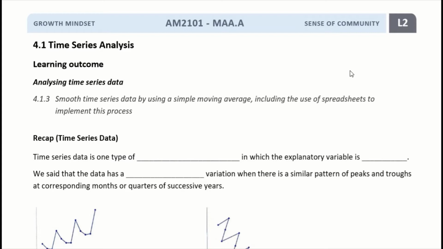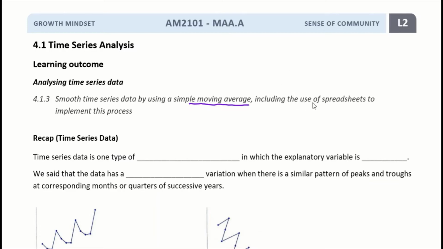So for today's lesson, we are moving into the second subtopic, which will be looking at how to analyze time series data. Today there is only one learning outcome that we need to achieve by the end of the lesson, which is how to smooth time series data by using a simple moving average. This is the keyword that I want you to remember. After today's lesson, you will be able to do simple moving average for time series data.